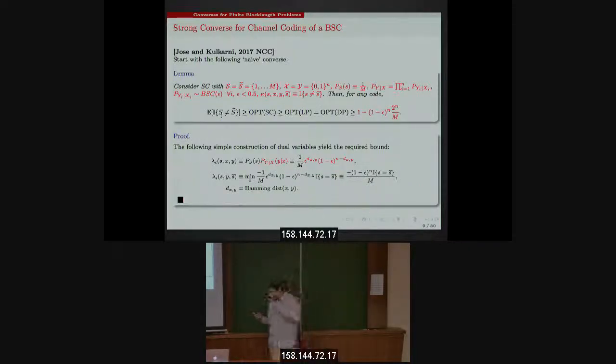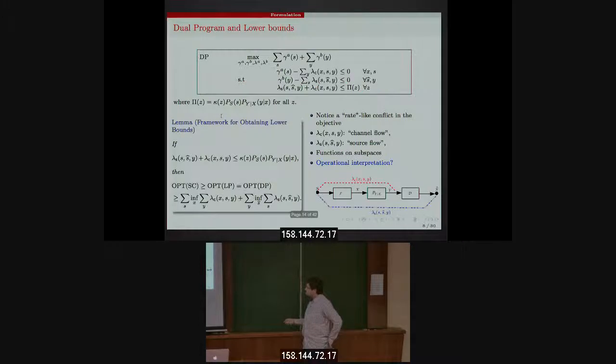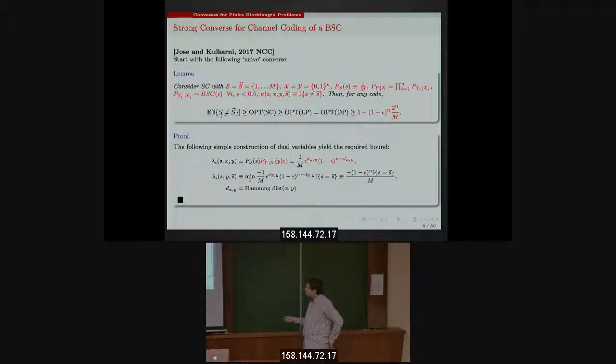So let's see how this works. Let's take the example of the BSC with finite block length n. For channel coding for a BSC, the right hand side here is simply a function of the Hamming distance between x and y, where x and y are now strings of length n. So it's tempting to try this: you put lambda c equal to ps times py given x, and choose lambda s such that this inequality holds, and that then gives you this value as a lower bound.